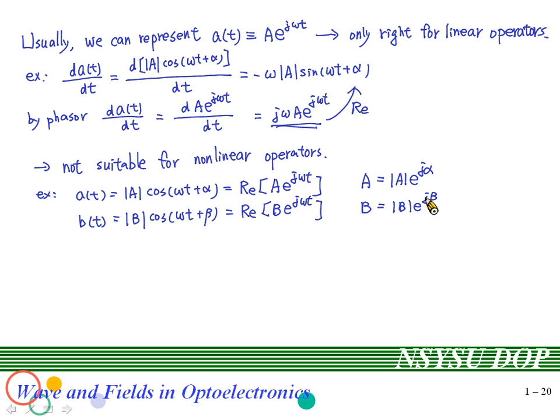Okay? So let's see, without using phasor, what's the result of a of t times b of t? By taking the definitions of a of t and b of t into here, we know that the multiplication of these two functions is like this.